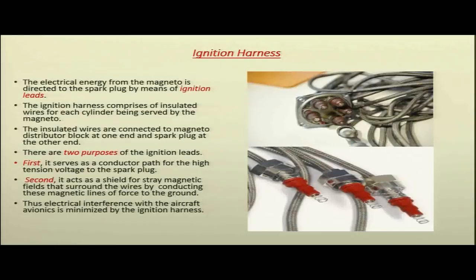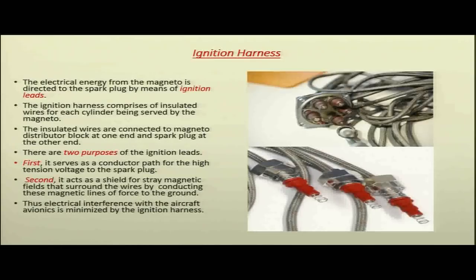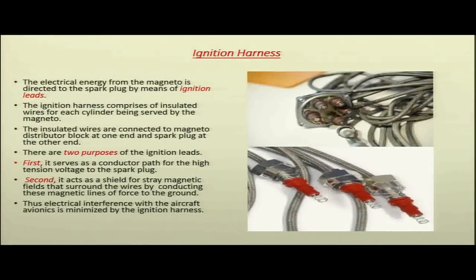These ignition leads connect the magneto to the spark plug and transfer the electrical energy from the magneto to the spark plug. The ignition harness comprises insulated wires for each cylinder being served by the magneto. So, it has insulated wires, as you can see here in the figure. Insulated wires are connected to the magneto distributor block at one end and the spark plug at the other end. We will see these harnesses physically; one end of the harness connects to the spark plug and the other end is connected to the distributor block in the magneto.